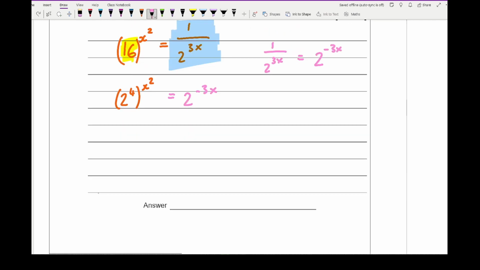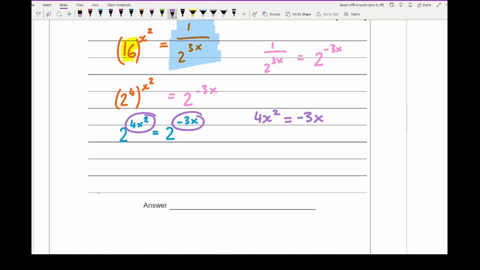Now from this, again, remember with brackets we multiply the powers, that's 2 to the power of 4x squared equals 2 to the power of minus 3x, and then from this what I know is that these two powers, because the base numbers are the same, must be equal to each other. So 4x squared equals minus 3x.